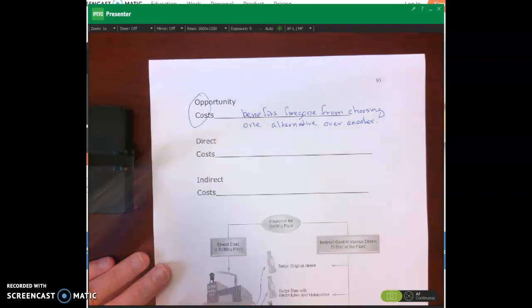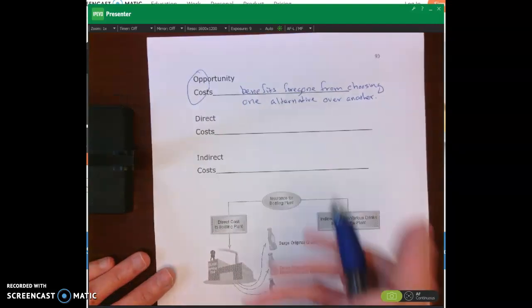So you want to consider the opportunity cost. What else could you be doing with your time? And that's what we mean. The benefits foregone from choosing one alternative over another. There are always opportunity costs to every decision that you make. And opportunity costs are relevant. They do matter. Sunk costs should not matter.